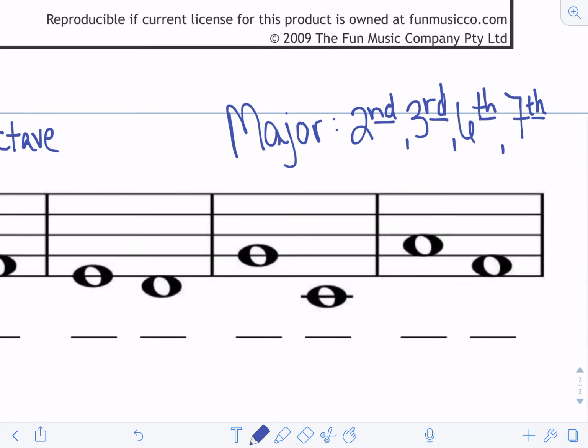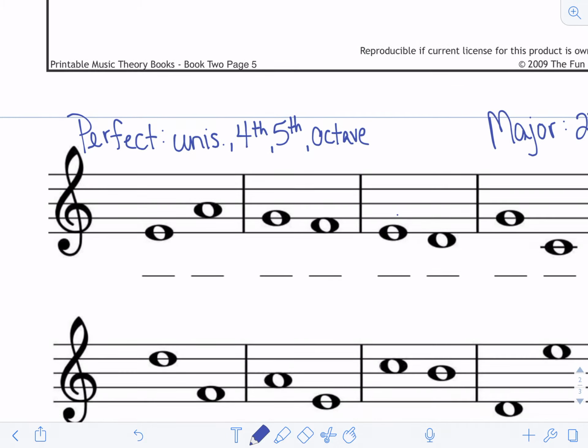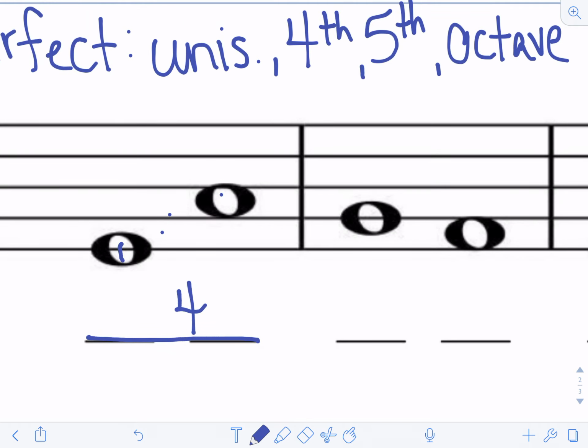So let's check this out, because we're going to start labeling more than just numbers here. I know there's 2 dots here. I just want you to give one answer underneath each, okay? So we have 1, 2, 3, 4. This is a fourth, and 4 is one of our perfect ones, so we're going to add a P in front of it.